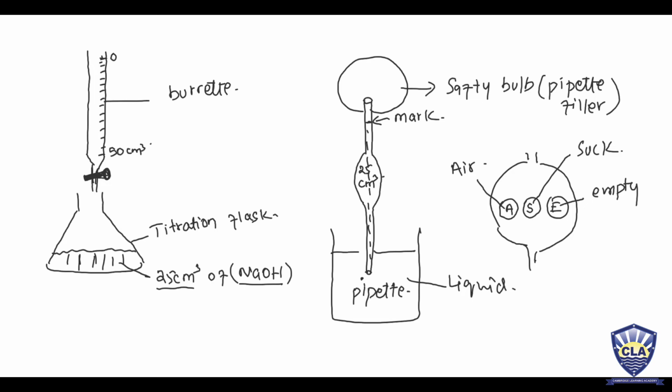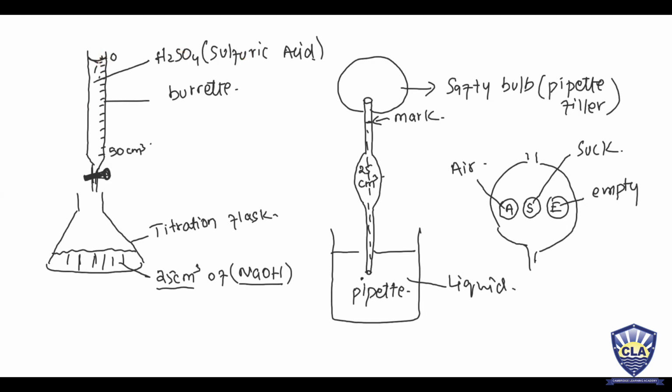So in that burette, what should you do? You should fill the acid. The acid we have got up here is H2SO4, sulfuric acid. So fill the sulfuric acid inside the burette. Now the third point, the titration flask contains 25 cm cube of sodium hydroxide. The burette contains the sulfuric acid in it up till the point of 0.